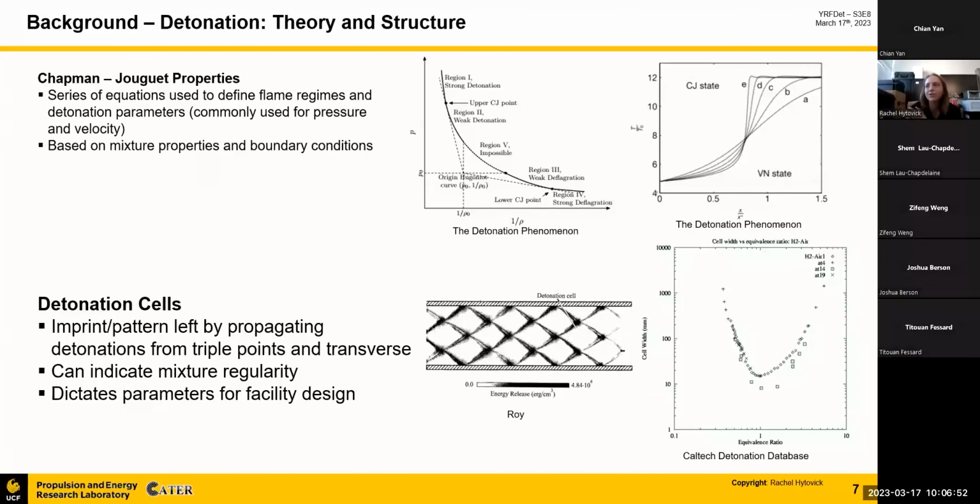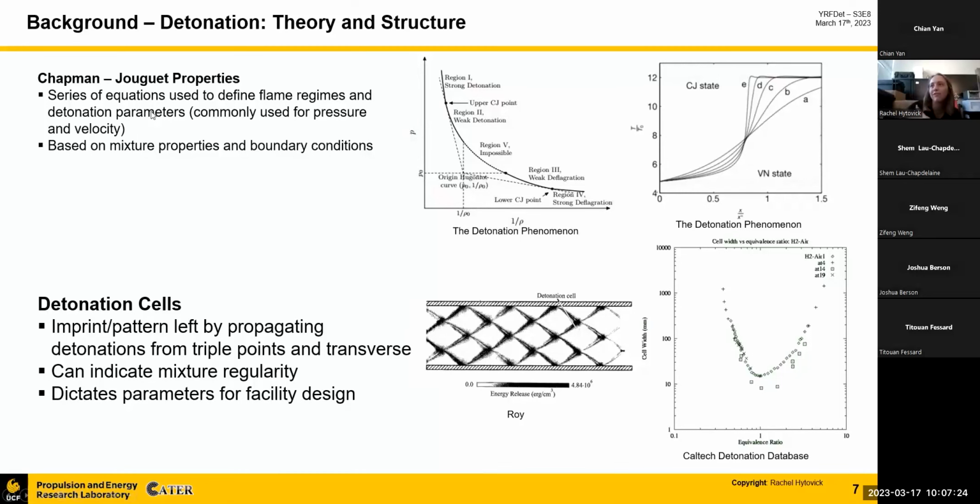CJ properties, which are just the series of equations we use to define flame regimes. A lot of the time, we'll be talking about the upper CJ point because we'll be talking about detonations. And then we'll also talk about detonation cells for a little bit. That's usually an idea of mixture regularity, but it also dictates a lot of parameters for how we design facilities. It's just the print that's left behind. So we'll talk about cells at the end.